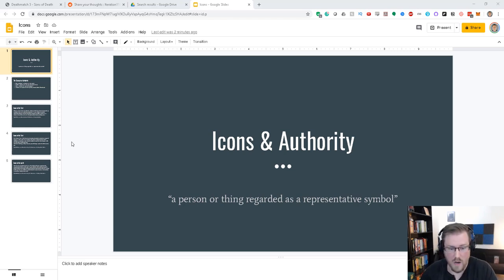But how we understand the word icon, if you were to Google it, you'd get a couple of different definitions, one of which says a person or thing regarded as a representative symbol. That's important because an icon is a representative symbol of a universal concept. That seems vague. We'll get into it more.